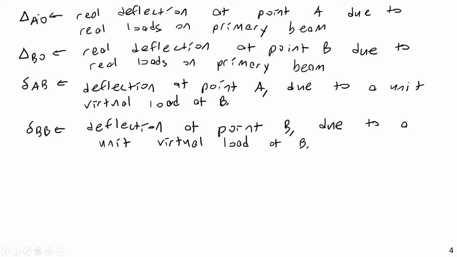When we talk about just the general primary beam with the real loads, I'm just going to use an O or a naught to indicate that is just the general case. But if the deflection is being caused by a unit virtual load at a certain point, I'm going to put a subscript for that joint where that virtual load is applied. And this will become this kind of terminology.